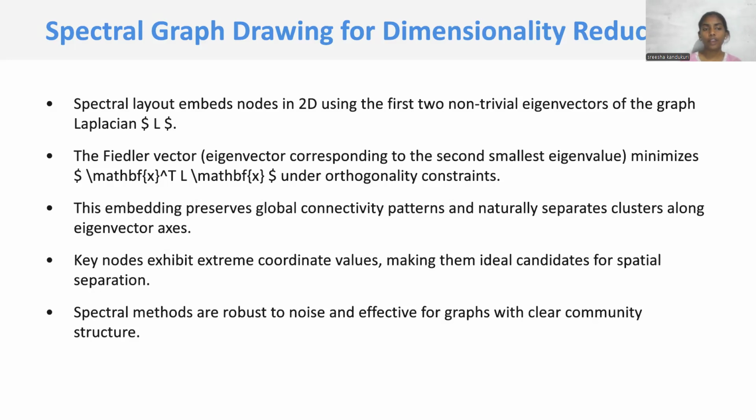The Fiedler vector, the eigenvector corresponding to the second smallest eigenvalue, minimizes the objective under an orthogonality constraint. The embedding preserves global connectivity patterns and naturally separates clusters along eigenvector axes. Key nodes exhibit extreme coordinate values, making them ideal candidates for spatial separation. Spectral methods are robust to noise and effective for graphs with clear community structure.